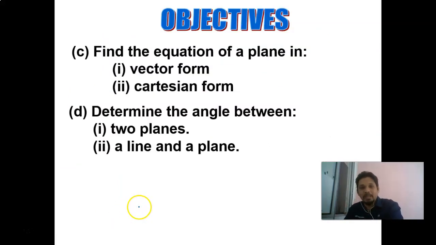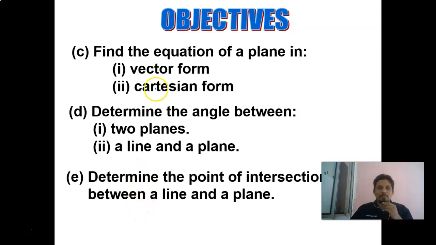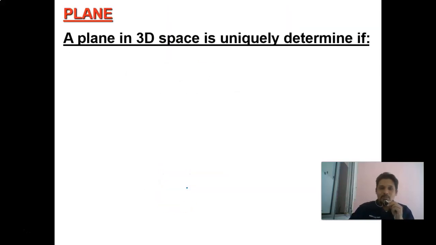Okay, so for today, we are going to find the equation of a plane in vector form and Cartesian form, determine the angle between two planes and between a line and a plane, and determine the point of intersection between a line and a plane. Okay, so first one here.